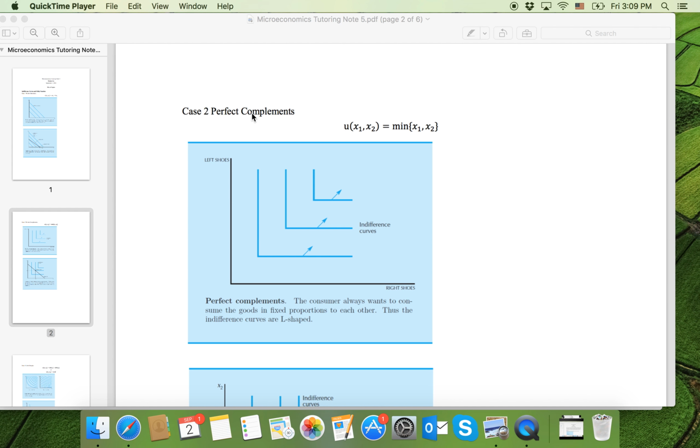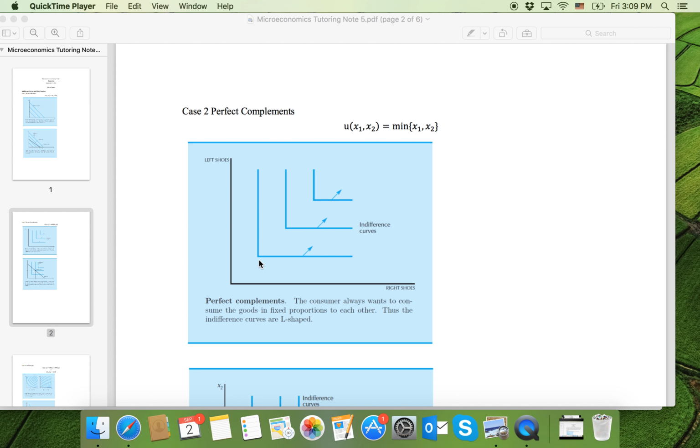Then let's take a look at the perfect complement. One example of a perfect complement would be a left shoe and a right shoe. Basically, one left shoe means nothing to you, one right shoe means nothing to you. Only when one left shoe is paired with a right shoe is it a pair of shoes that gives you some level of utility. And that is exactly why the perfect complement has this kinked indifference curve.